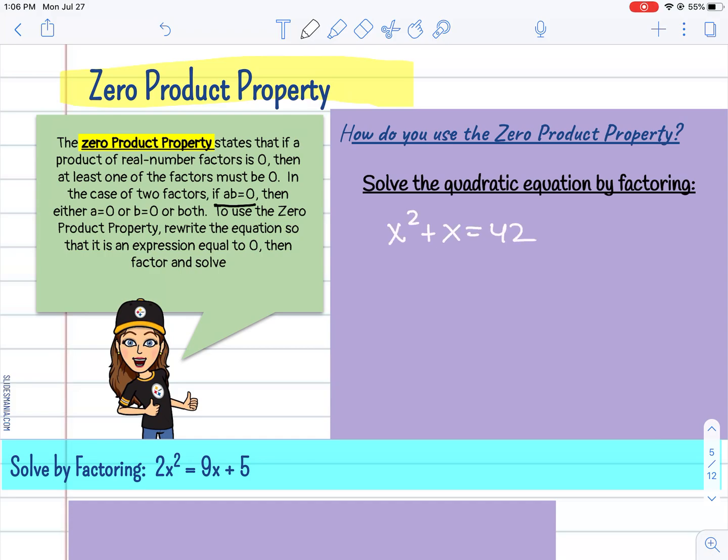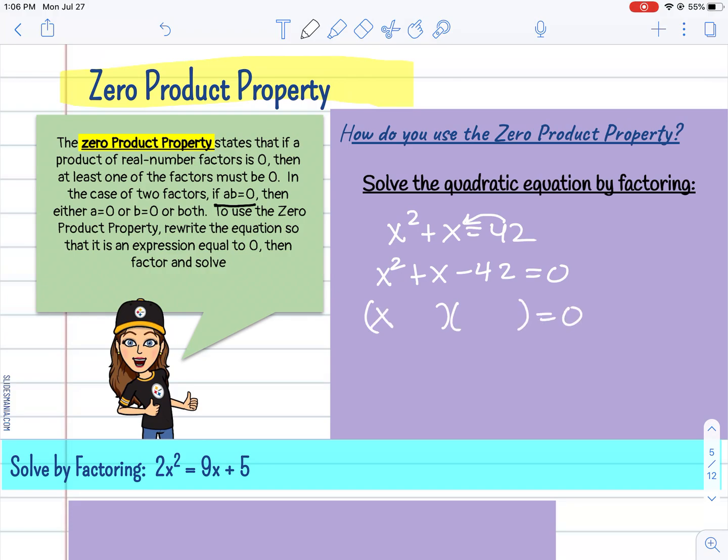Let's do x squared plus x equals 42. If I were going to solve this one by factoring and using the zero product property, the first step is I have to make the quadratic equal 0. And I do want to put it in order of the quadratic term, the linear term, and the constant term. So keep in mind, to move the 42 to the other side, you do need to do the inverse operation. So we're going to have to subtract that 42 over. And then we're going to draw our parentheses.